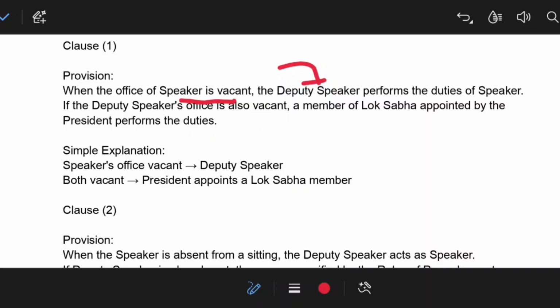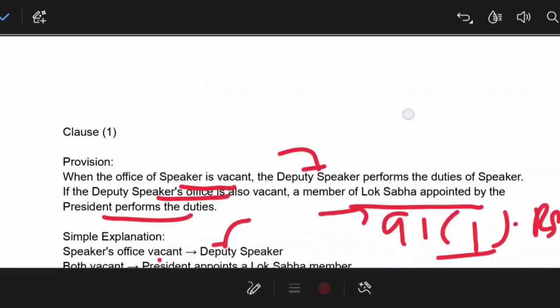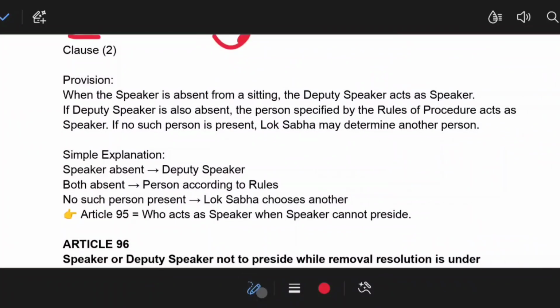And let's suppose the office of the deputy speaker is also vacant, then what will happen? Then a member of the Lok Sabha appointed by the president will carry out the duties of the speaker. This is the same as article 91 clause 1 for the Rajya Sabha as well. So if the speaker's office is vacant, then the deputy speaker, and if both are vacant, then the president appoints a member of the Lok Sabha. So it is provided under article 95, and for Rajya Sabha article 91.